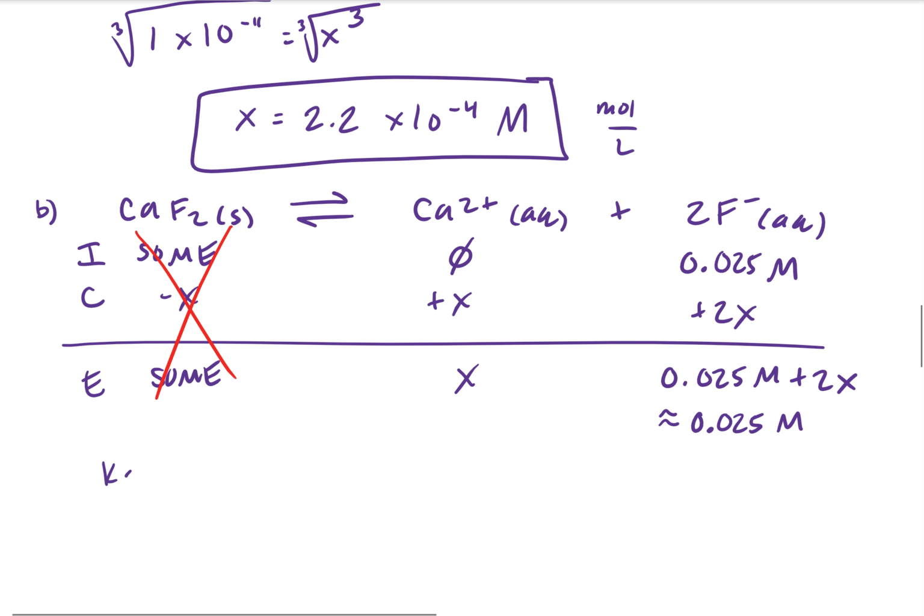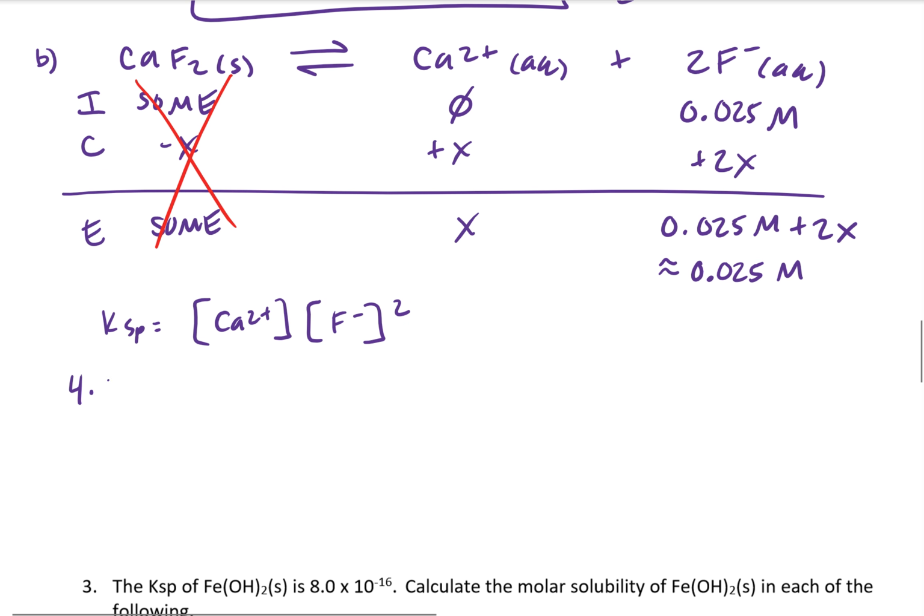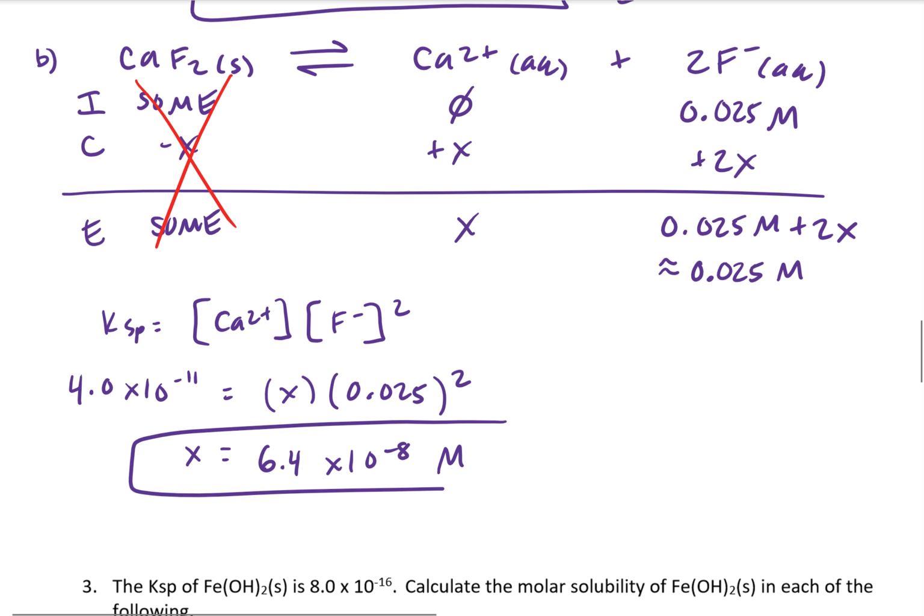So we're going to write out our KSP expression. We know the value of KSP is 4 times 10 to the negative 11. Calcium is X. Fluoride, however, is 0.025 molar, and that is squared, and solve for X. X equals 6.4 times 10 to the negative 8 molar.